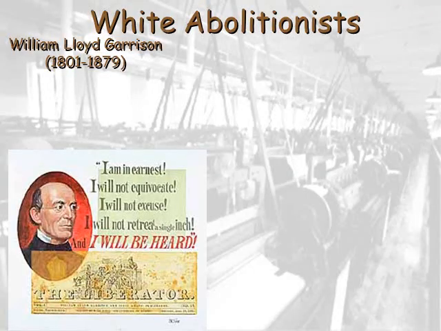Like I said, there were both white abolitionists and black abolitionists. Arguably, the most famous white abolitionist is a man named William Lloyd Garrison. William Lloyd Garrison is quoted as saying, "I am in earnest, I will not equivocate, I will not excuse, I will not retreat a single inch, and I will be heard." He was an advocate for immediate emancipation, or ending slavery like right now, at this second, there's nothing to wait for.